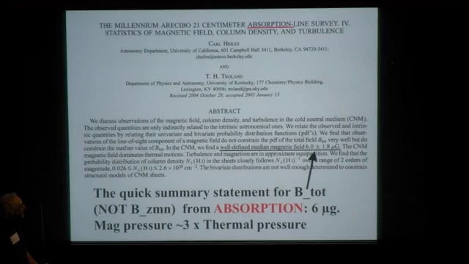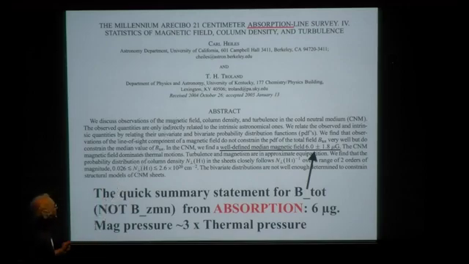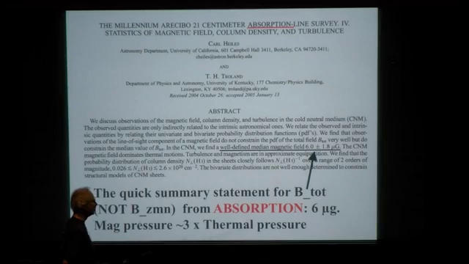So here's a classical absorption line study that I wish everybody would always quote, done with Tom Troland. We call it the Millennium Survey, done at the turn of the millennium. And the basic result: there's a well-defined median magnetic field of 6 microgauss.